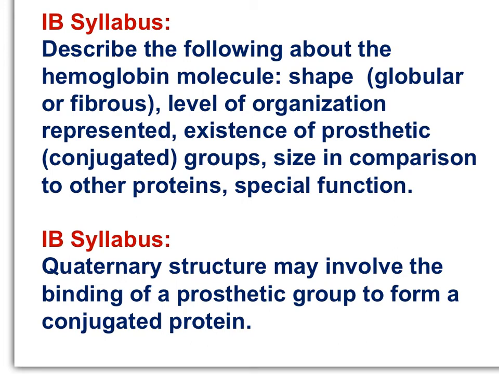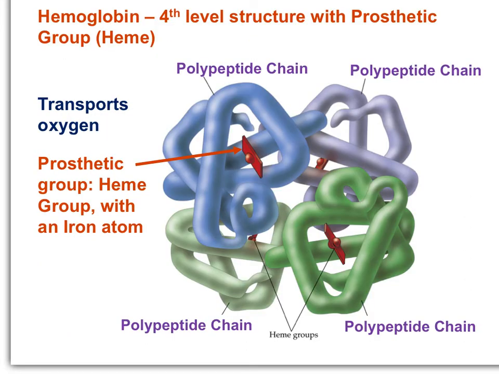Second IB syllabus statement is, fourth level, quaternary structure may involve the binding of a prosthetic group to form a conjugated protein. Hemoglobin is a conjugated protein with the heme prosthetic group, one heme group per each of the 4 polypeptide chains of hemoglobin. Let's take a look. Hemoglobin is an important protein to get to know for many reasons. Hemoglobin represents fourth level structure because it's composed of 4 polypeptide chains. Each polypeptide chain has a prosthetic group known as a heme group with an iron atom in the center.